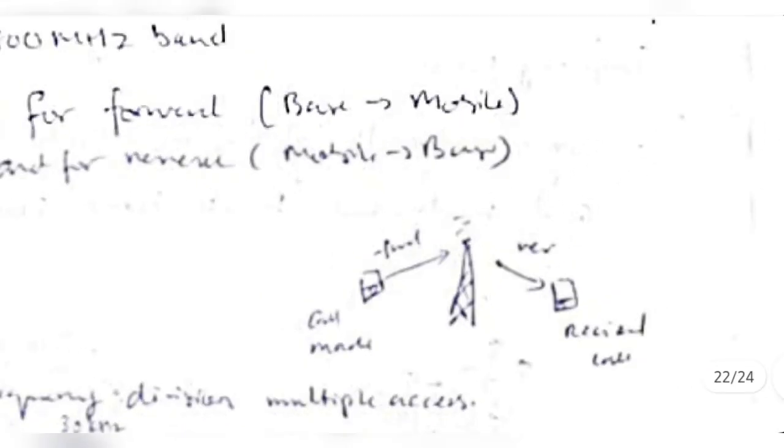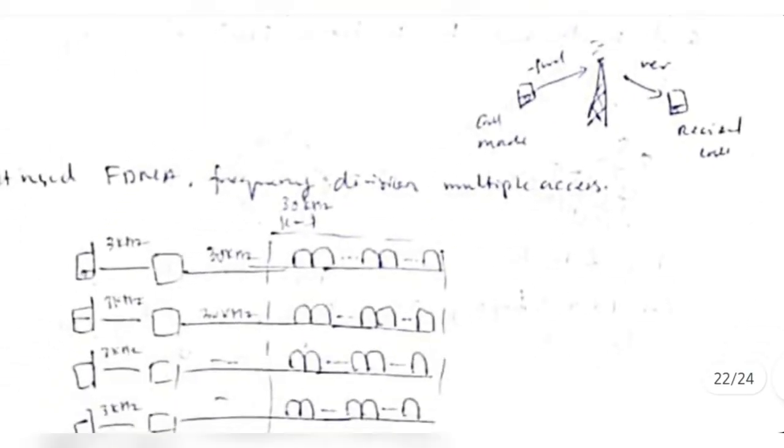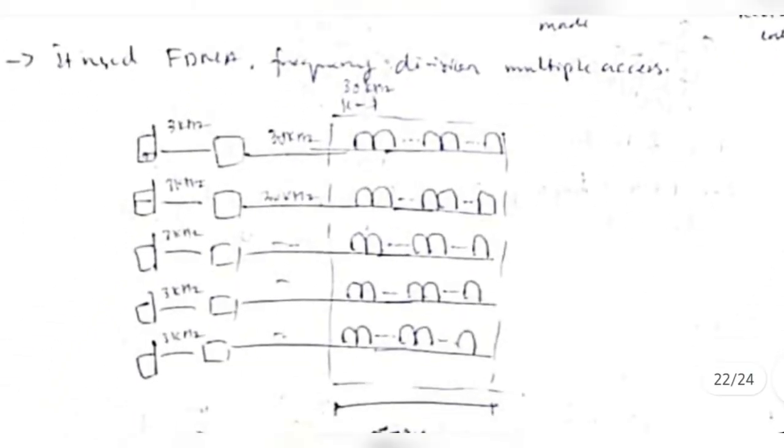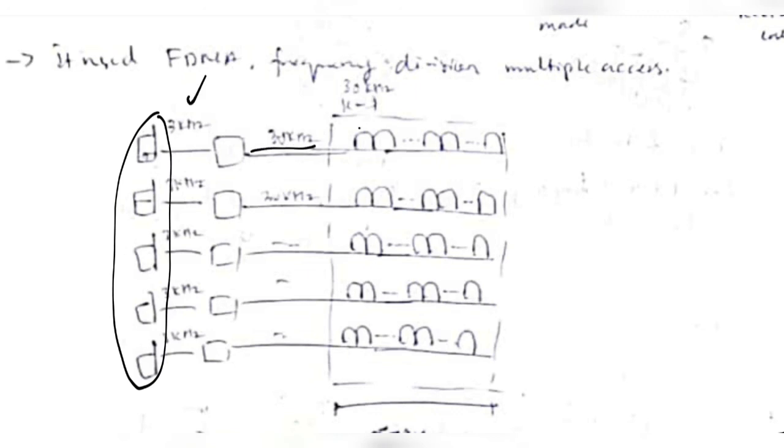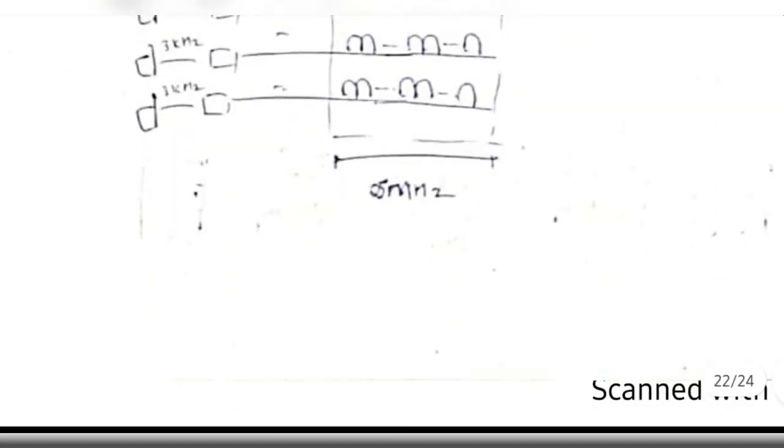Okay, so the forward is from base to the mobile, and the reverse is from mobile to the base. After knowing about these two channels, let's see about the type of transmission. It uses FDMA. FDMA means frequency division multiple access. What happens is there are many calls being made simultaneously, so each of these calls will be allocated a particular bandwidth, and then they will be transferred.